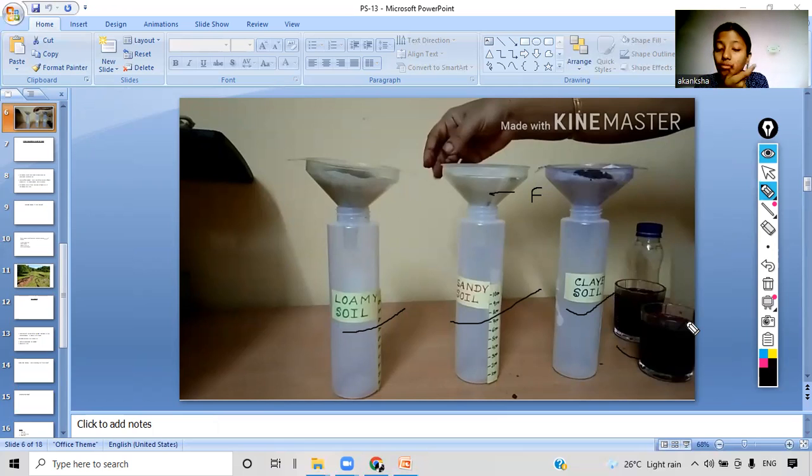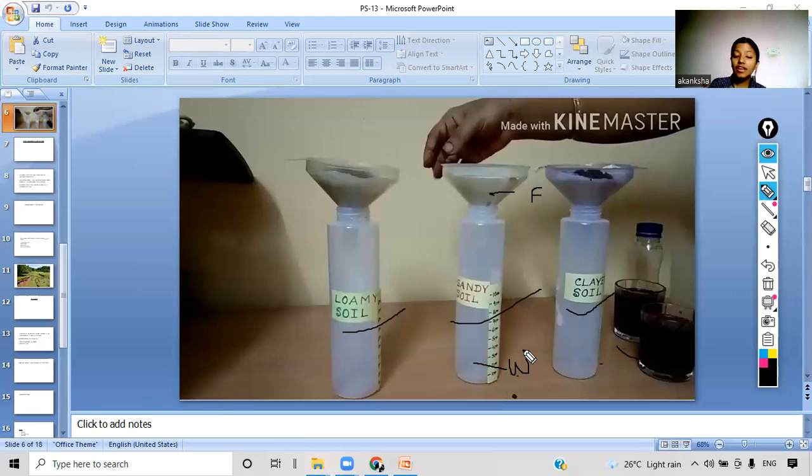So now my question is, as the container is down below, in which container will the water fill faster? In the clay soil container, the sandy soil container, or the loamy soil? According to you, which container will contain more water down below here? Which container will fill faster? You have to write your answers in the chat box. Yes, I can see some right responses. Yes, the sandy soil container. Why? Because sandy soil cannot hold water. So water will seep through it very fast.